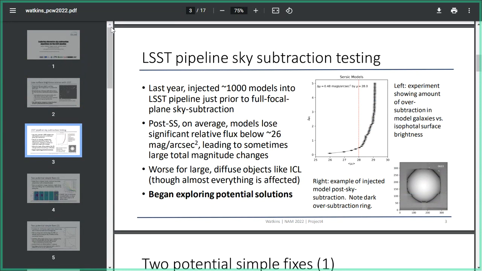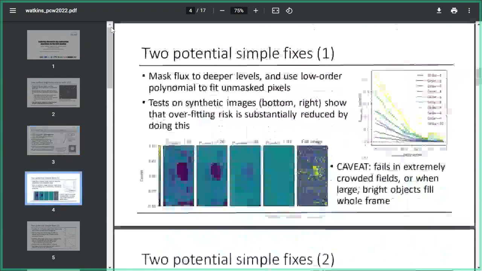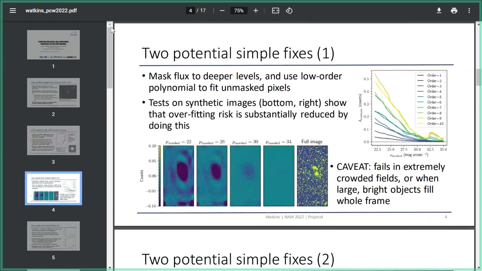So given that, this seems to be affecting things that are large and diffuse the most. So stuff like ICL is getting pretty shredded by this, but it was affecting basically everything that we injected to some extent. So we started thinking about potential alternative algorithms that might solve this problem. And at the moment, we've come up with 3, 2 of which are somewhat simple, the third of which is highly experimental. That's what I'll be talking about for the rest of this.